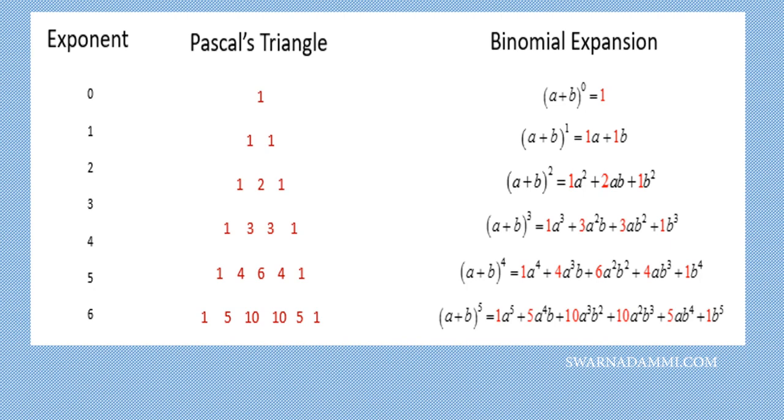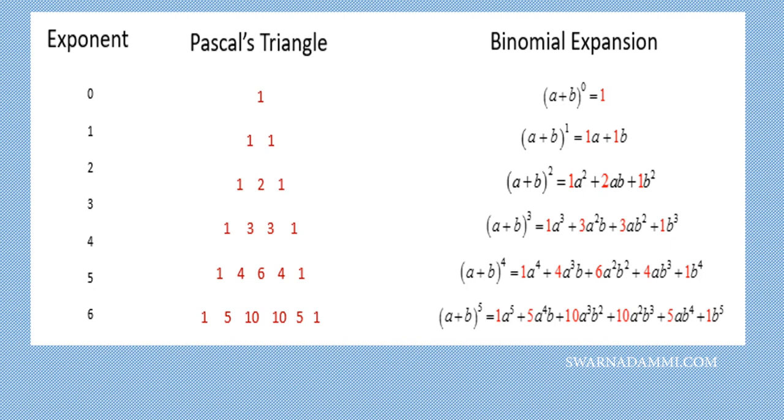For the exponent 3, Pascal's triangle gives the coefficients 1, 3, 3, 1. That is for the expansion of (a plus b) to the power 3. In the expansion, it gives us a cubed plus 3a squared b plus 3ab squared plus b cubed.